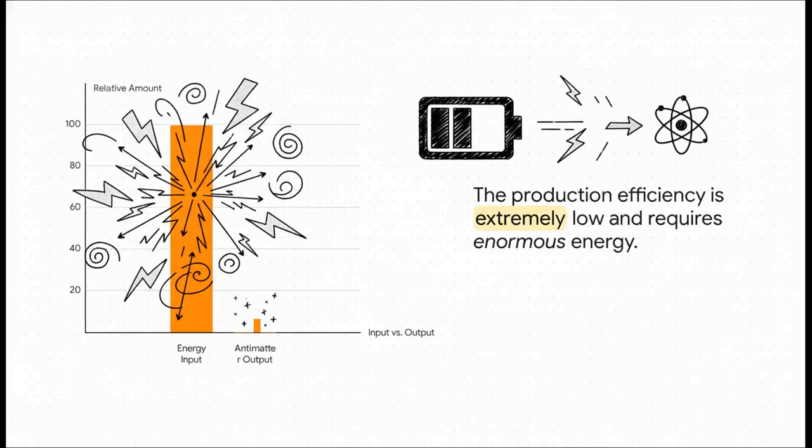The process is unbelievably inefficient. I mean, just look at this. You have to pour in this mountain of energy on one side just to get a microscopic, almost unmeasurable amount of antimatter at the other side. It has got to be the worst return on investment in history.